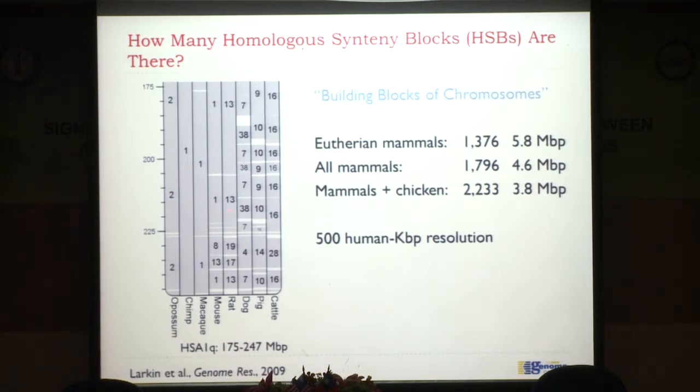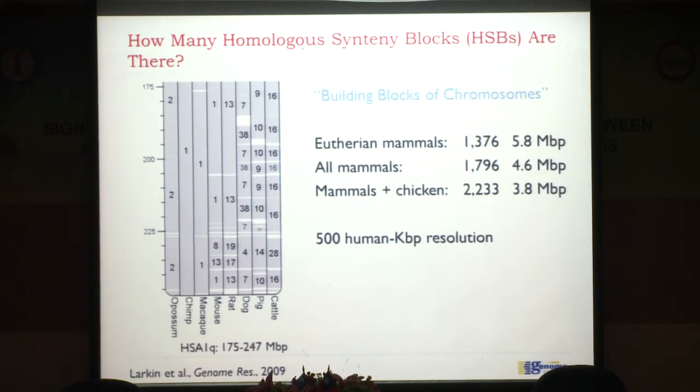However, in all of these pairwise comparisons, we can add up all of these homologous synteny blocks. And if we look across all of mammals, not just the eutherian mammals, but the placentals plus the opossum, the Didelphimorphia, the marsupials, we can count about 1,800 homologous synteny blocks that had an average size of 4.6 million bases.